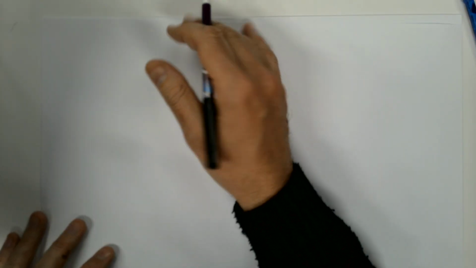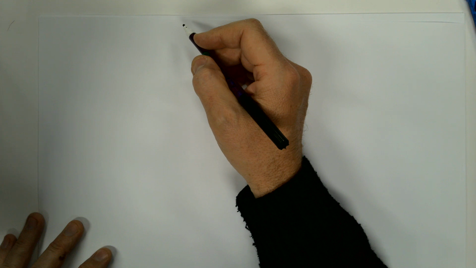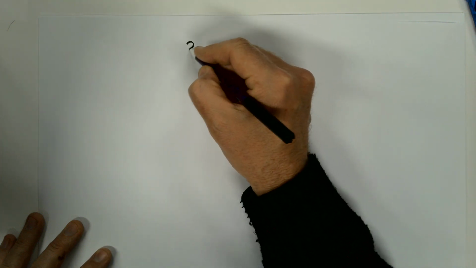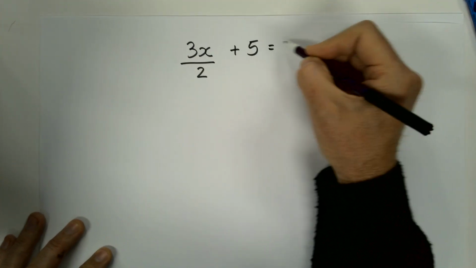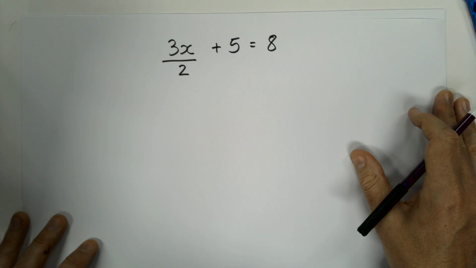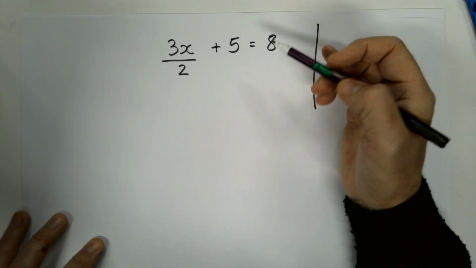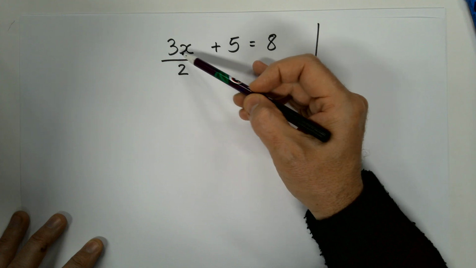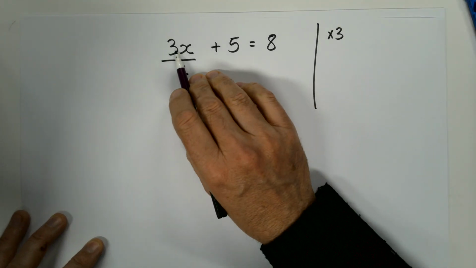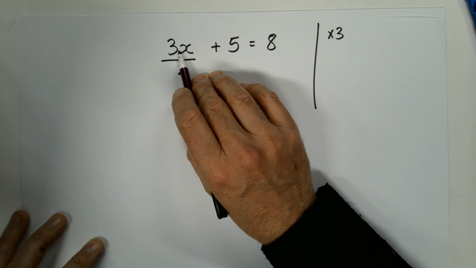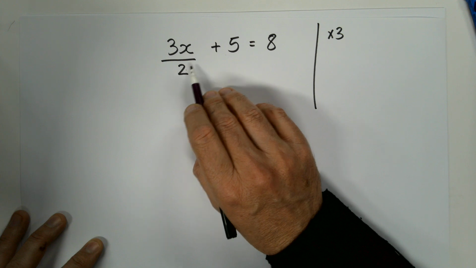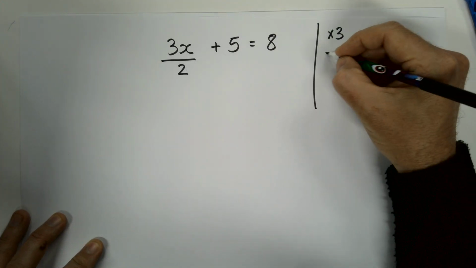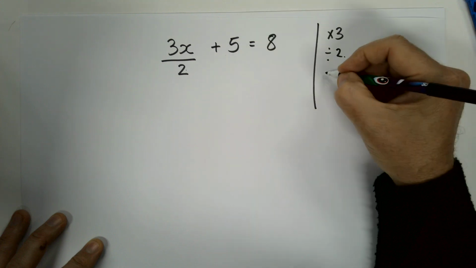Let's try this. Let's see. 3x over 2 plus 5 equals 8. All right, so again, what have I got? What happens first to x? Well, I'm going to do the multiply first. If I multiply x by 3 there, well, what's the next thing that happens? Well, this divided by 2 has to happen next before I go adding 5. According to BOMDAS, that's the way it works. So I divide by 2. And lastly, I add 5.